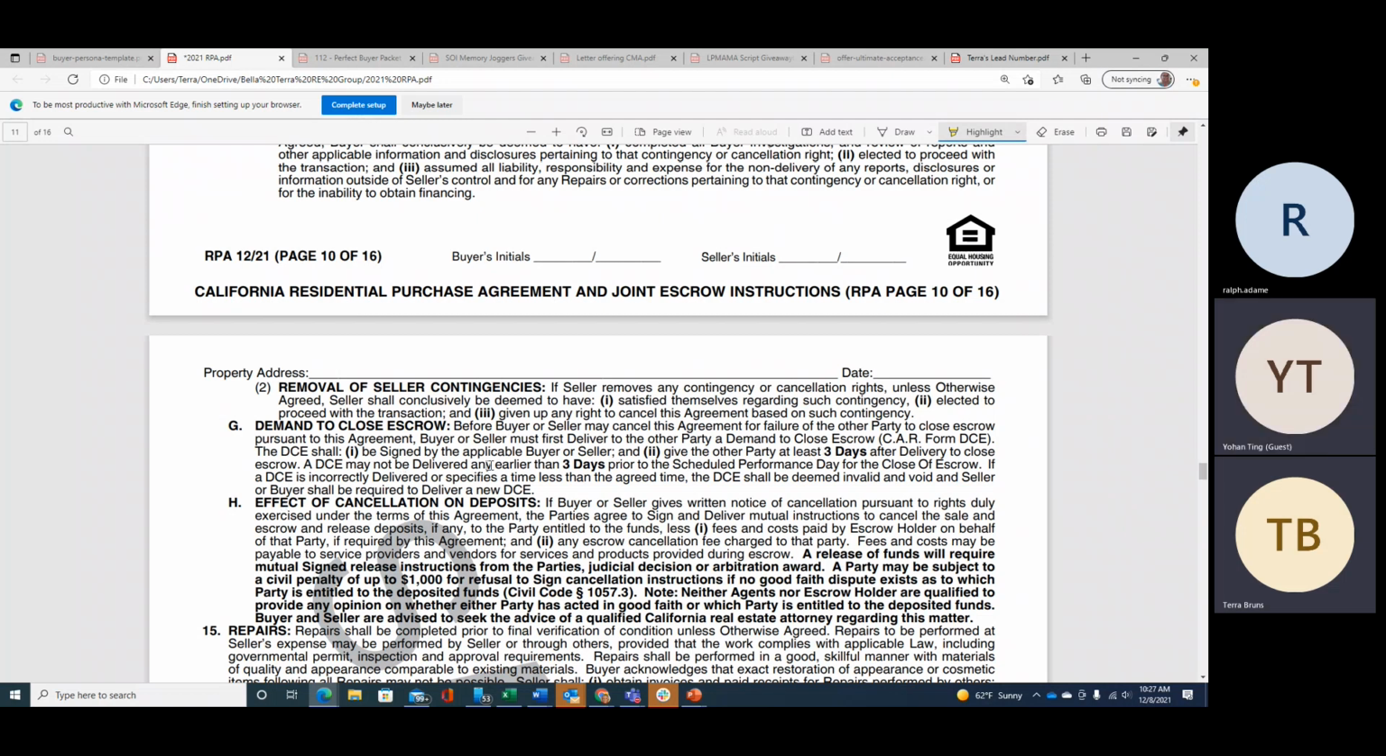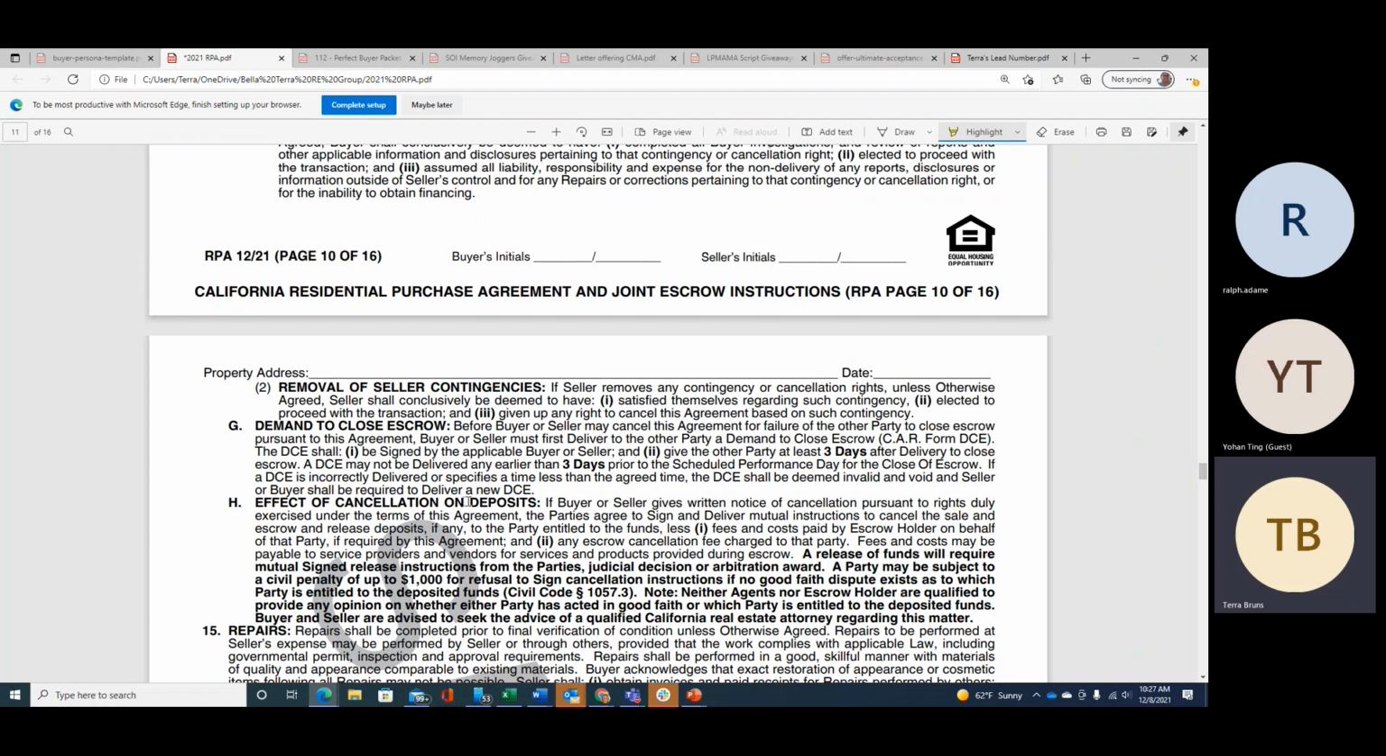A DCE may not be delivered any earlier than 3 days prior to the scheduled performance day for the close of escrow. So again, we might see these coming across our desk, even though everything has been moving very quickly, very smoothly. The parties are getting along, everything's great. We can still see this DCE come in 3 days prior to the day that we're supposed to close escrow if the seller so chooses to do so, or if the buyer so chooses to do so.